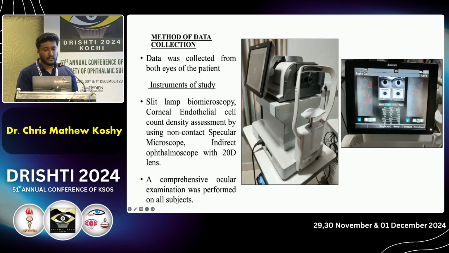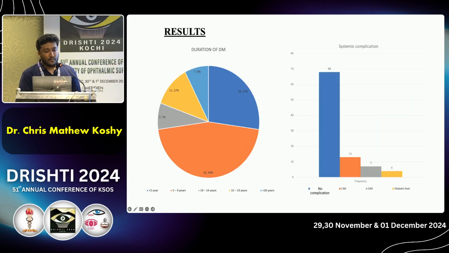Method of data collection: it was collected from both eyes of the patients, and these are the instruments of the study. This is an image of the corneal endothelial cell count, for which a non-contact specular microscopy is used. Along with this we used slit lamp biomicroscopy and indirect ophthalmoscopy with a 20 diopter lens, and a comprehensive ocular examination was performed on all subjects. The corneal endothelial parameters were recorded, and coming to the results.